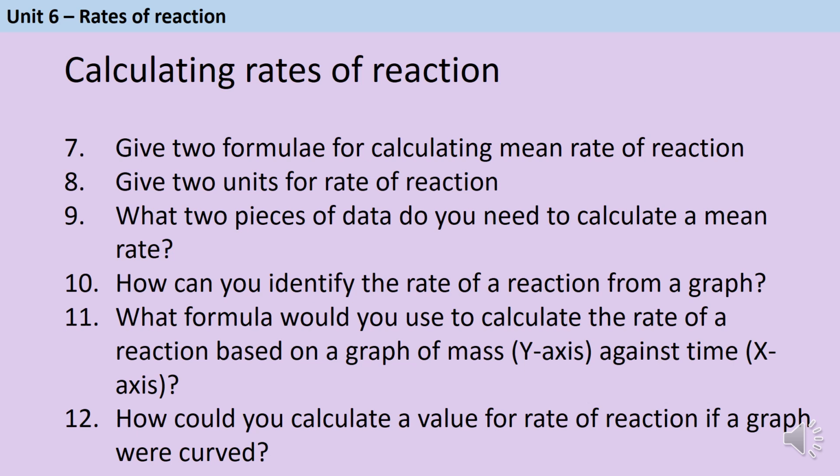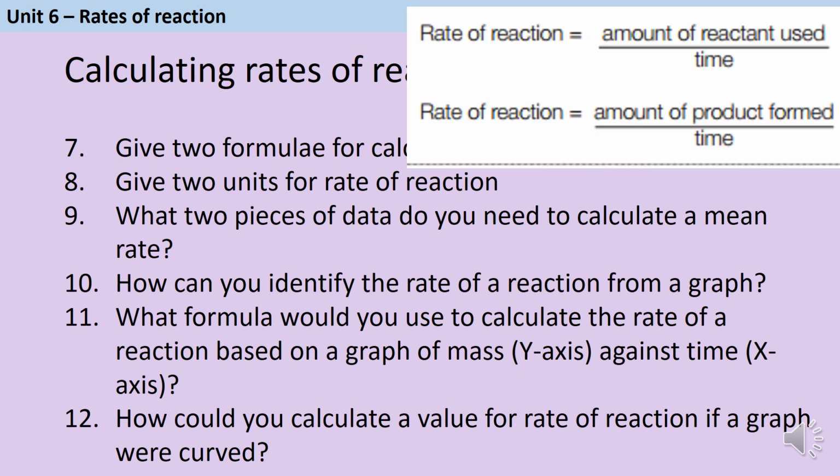The two formulae listed in the specification for calculating mean rate of reaction are: rate of reaction is amount of reactant used divided by time, and rate of reaction is amount of product formed divided by time. There are lots of different units that you could use for rate of reaction, but the ones listed in the specification are grams per second or centimetres cubed per second.